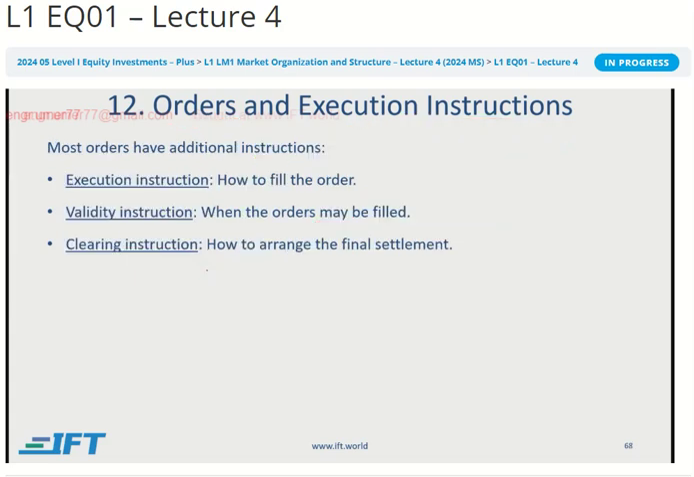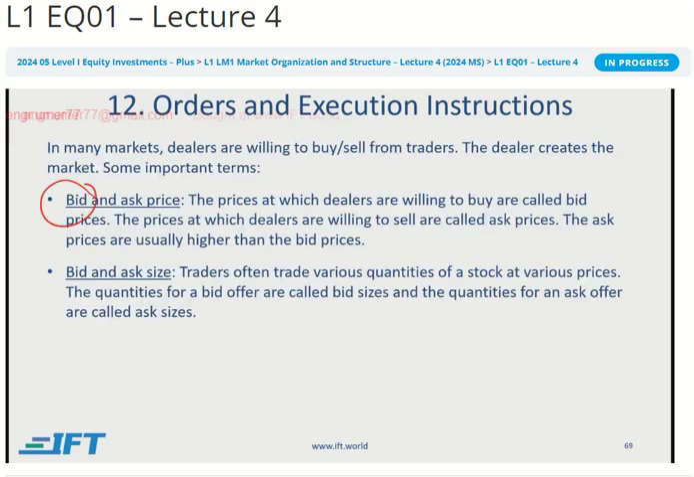But more importantly, you have to mention whether it is a limit order or a market order. And even within that, there is a lot more information that we can give in terms of the execution instruction, validity instruction, and clearing instruction. Let me explain all of those separately, one by one. Now, first of all, what is bid and ask price?